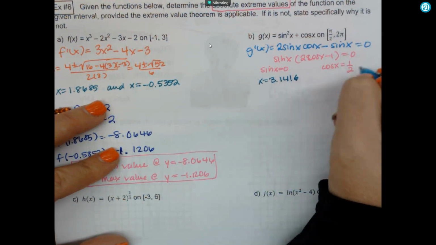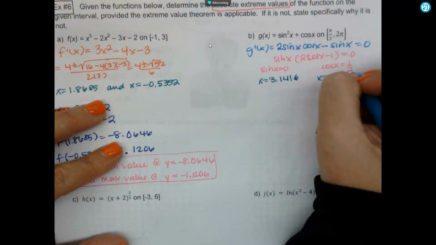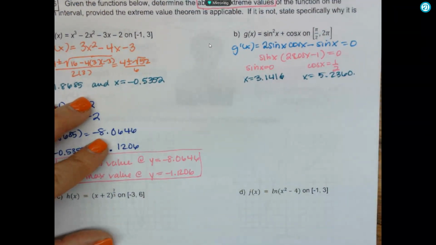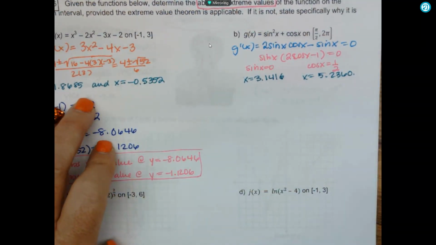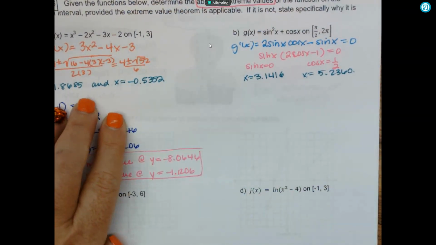And then I'll just go ahead and give you the second one. X equals 5.2360. That's our decimals if you found those two. And then obviously over here we've got this one, which we said was 2 pi. I can give you that decimal, but it's going to be included.